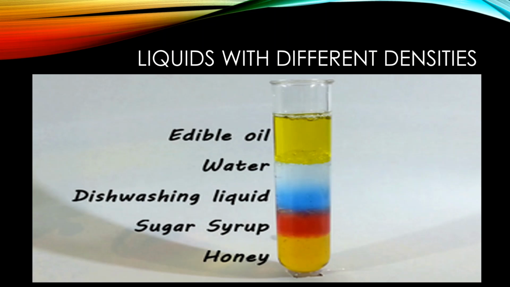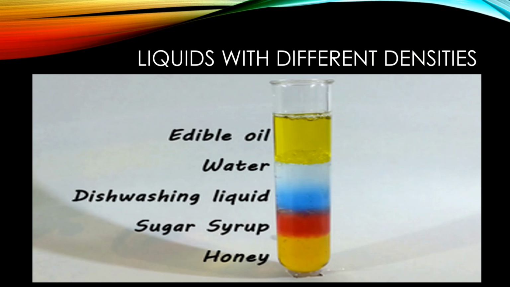Next we have a liquid with a density of 1.0. This liquid is way more dense than water, so it sinks. It's way down at the bottom of the water, but the density is not so much that it is going to be complete. Sugar syrup and honey have way more density.